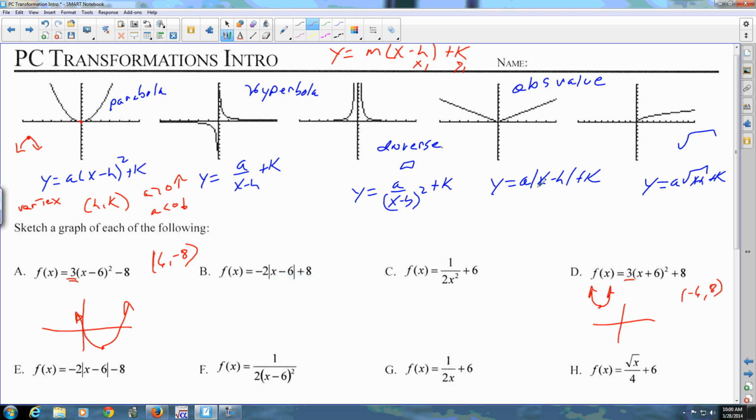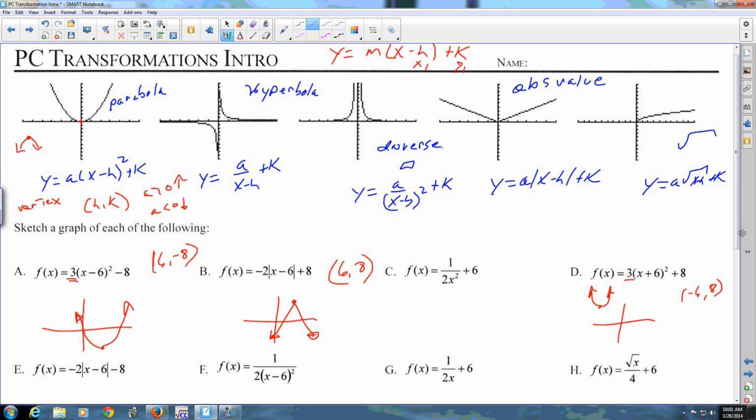Let's try the absolute value graphs. Those ones are pretty straightforward. Absolute value graph is just a V. You're going to read that as 6, 8 is the coordinate. 6 over, 8 up. A is negative. It's going to treat it just like a parabola. So your V is going to be opening down. Your absolute value graph is opening down.